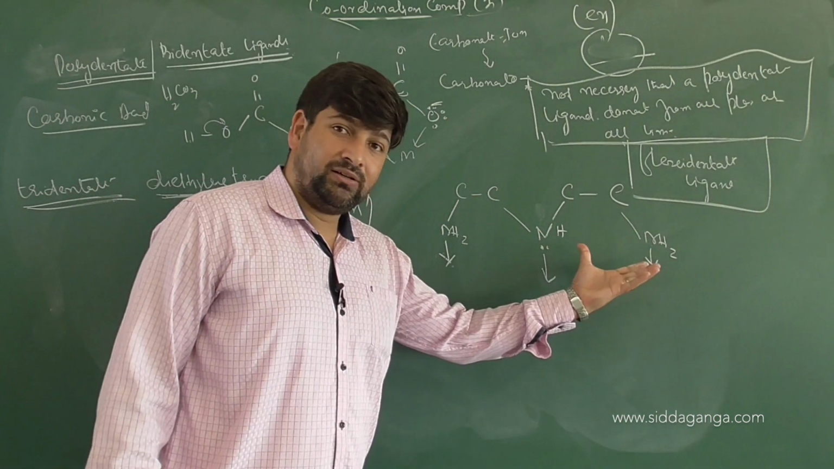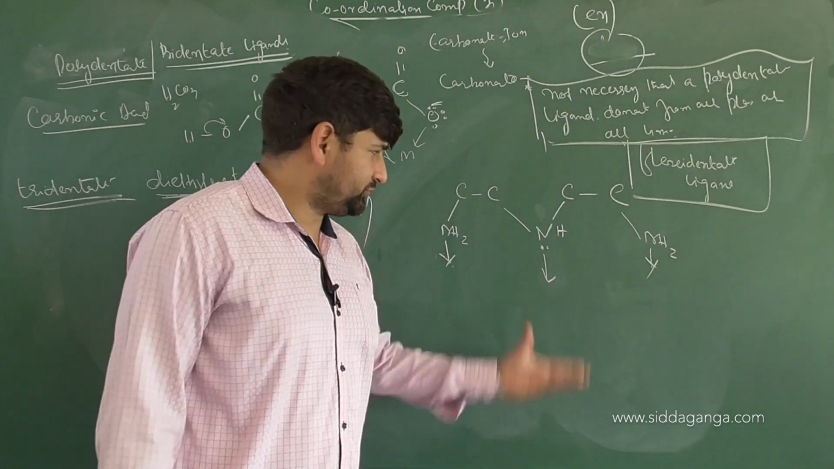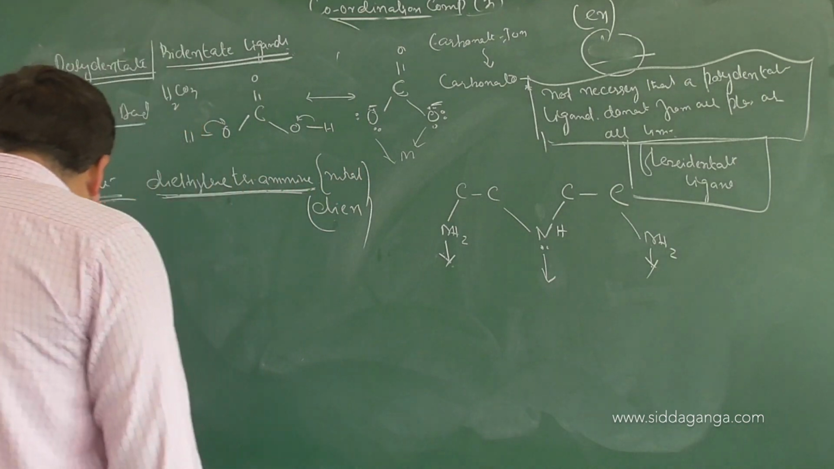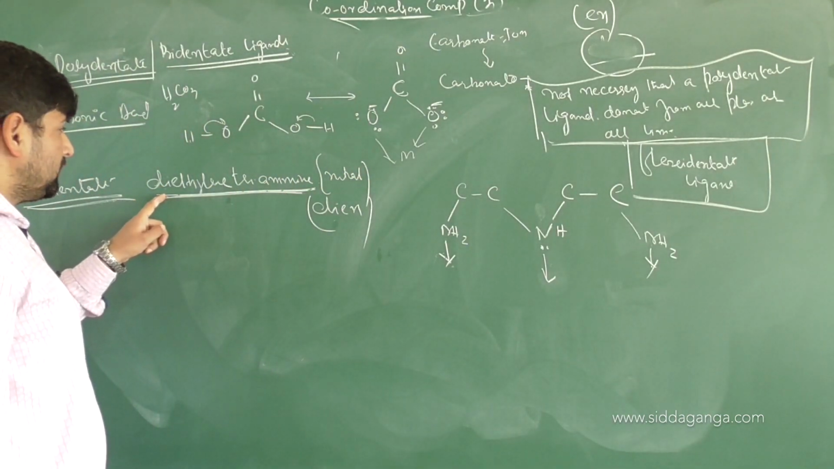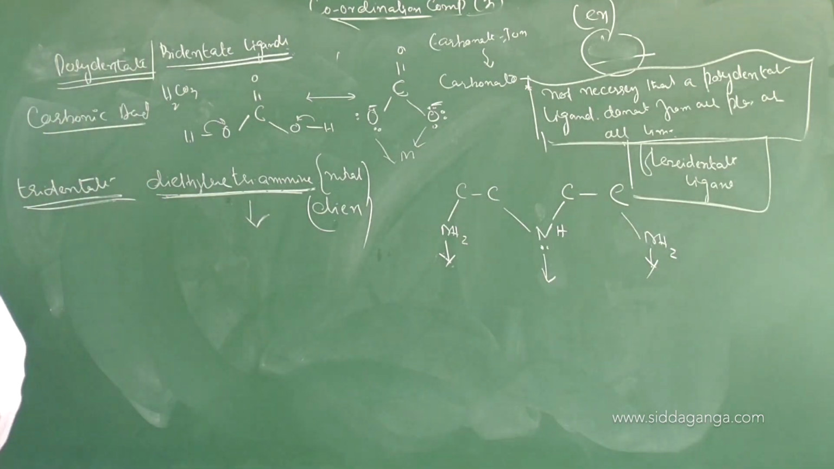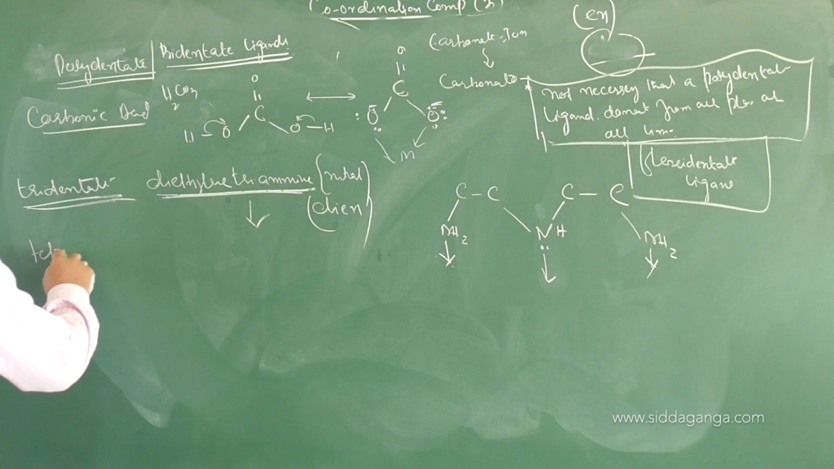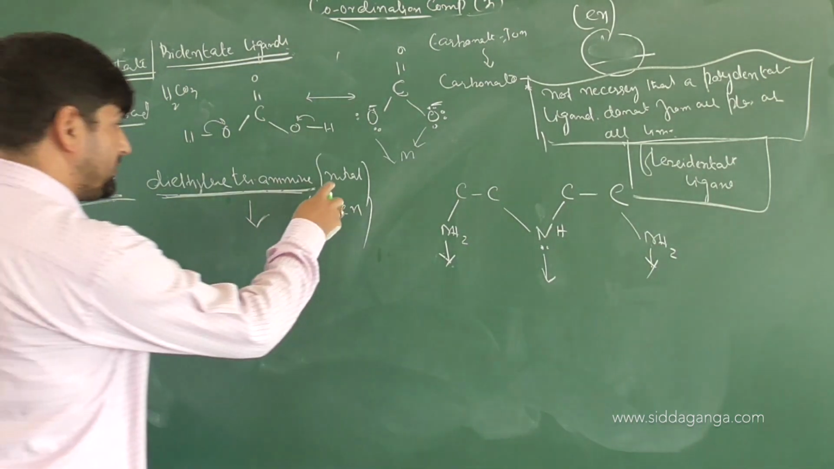What type of ligand is it? It's a tridentate ligand. It can donate from how many places? 3 places. Then you can further elaborate it and make it a tetradentate ligand. How? This is represented by diene.